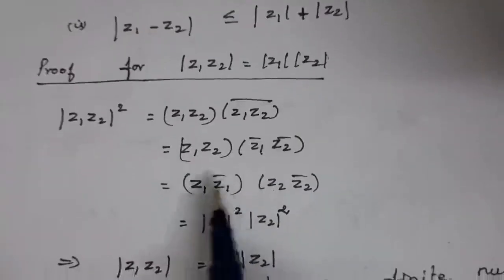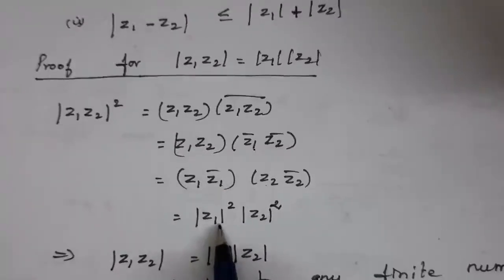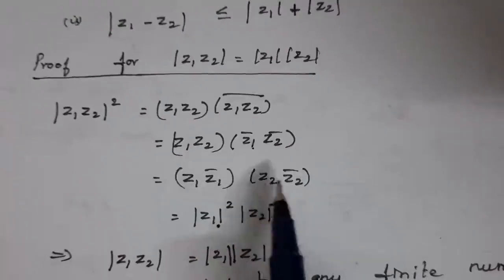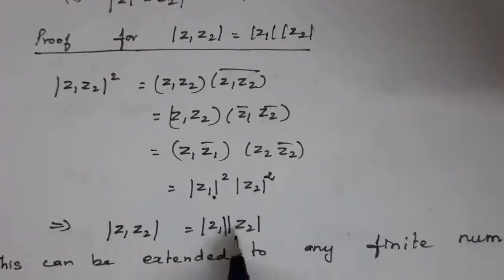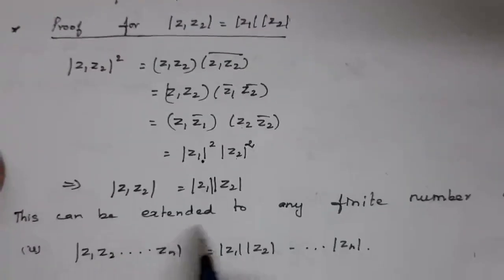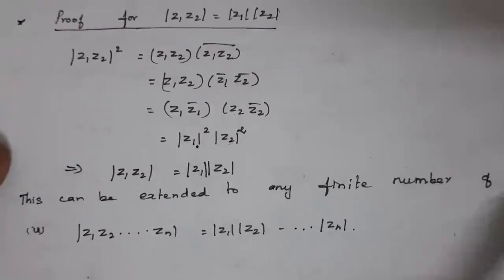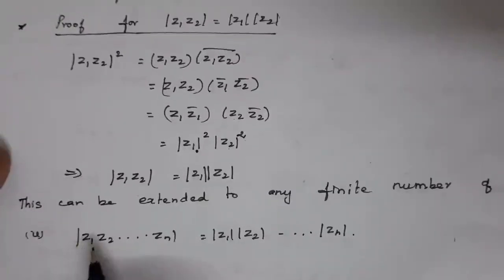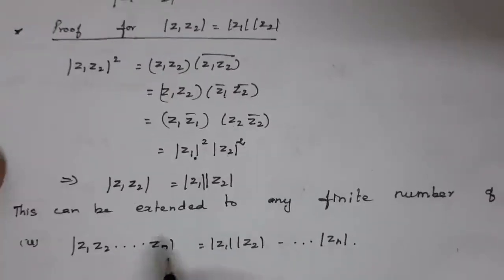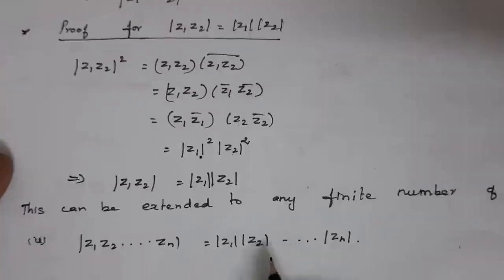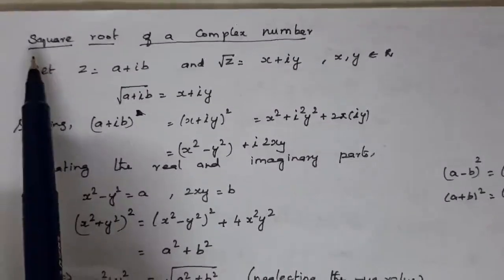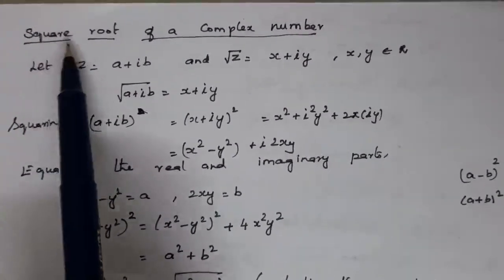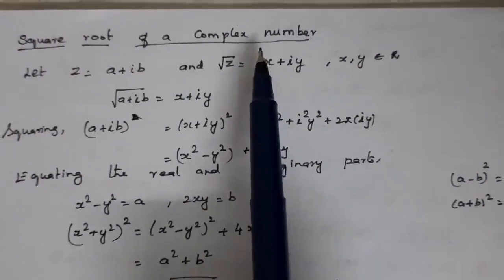So grouping these two, z1 into z1 bar, we can write it as modulus of z1 square, and z2 into z2 bar as modulus of z2 square, and taking the square root you will get the required result. This can also be extended to any finite number of terms. That is modulus of z1 z2 etc. to zn is equal to modulus of z1, modulus of z2 etc. to modulus of zn. Next, let us see how to find the square root of a complex number.